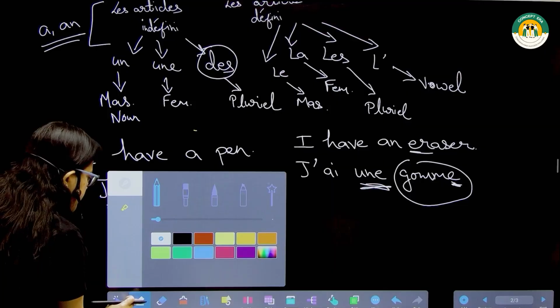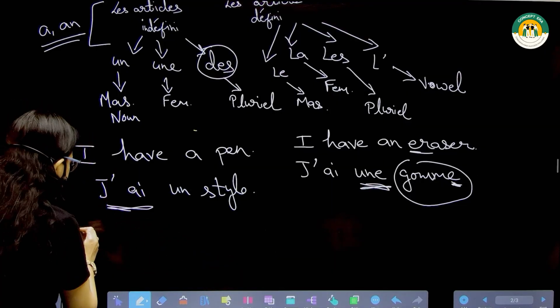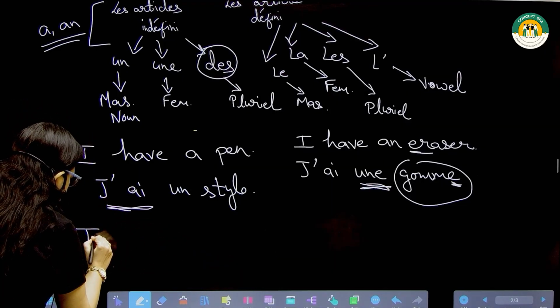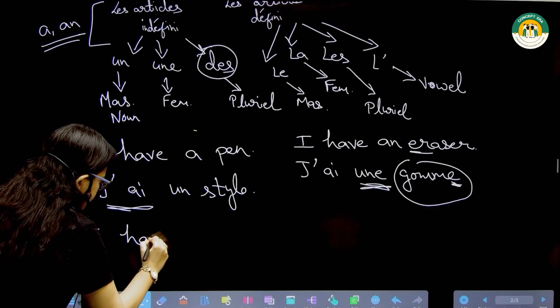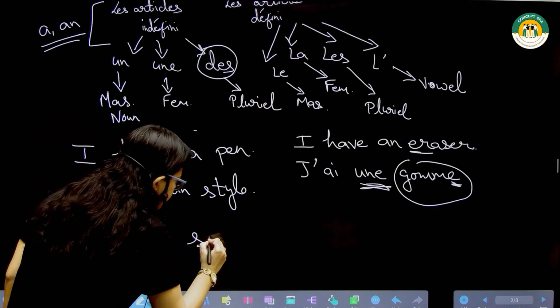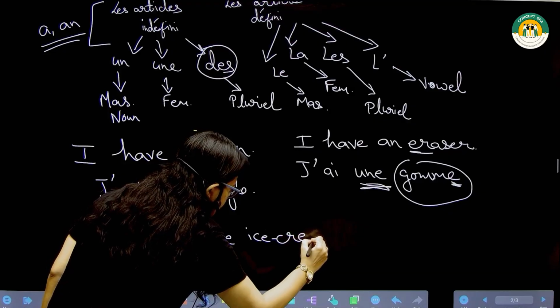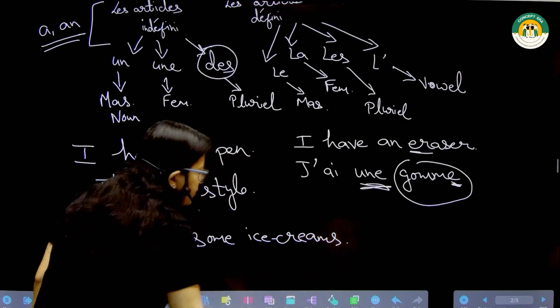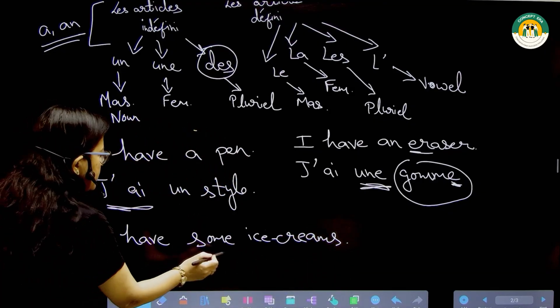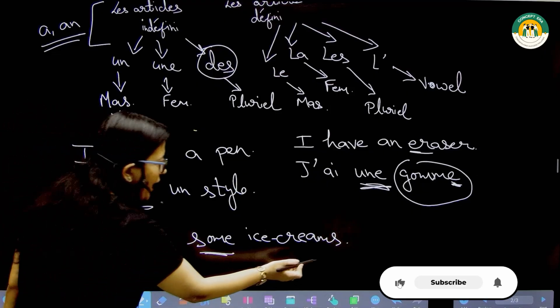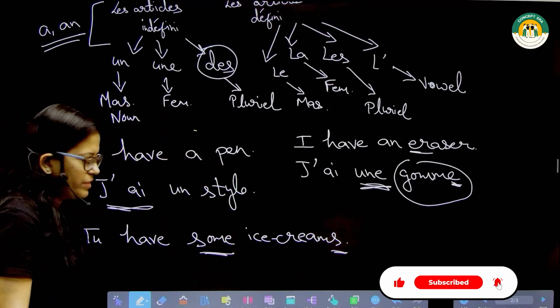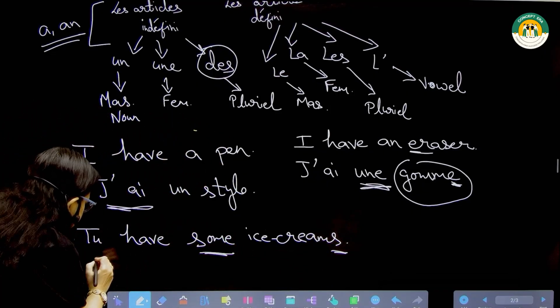Third one, let's study about plural words also. So if I say you have some ice creams. You have some ice creams. Some is a plural word. Ice creams means plural word. So how do we write it?